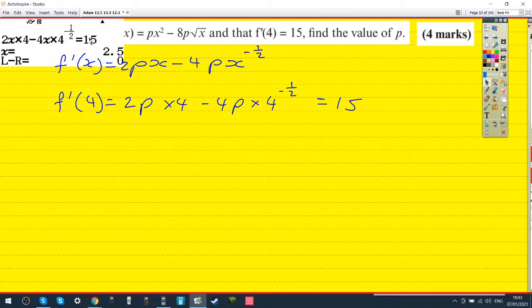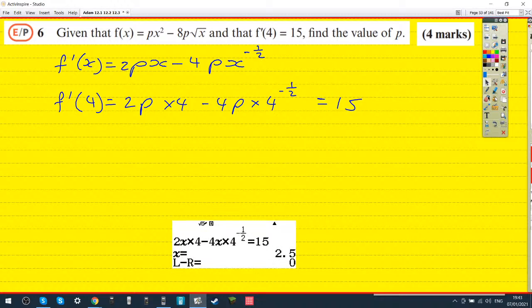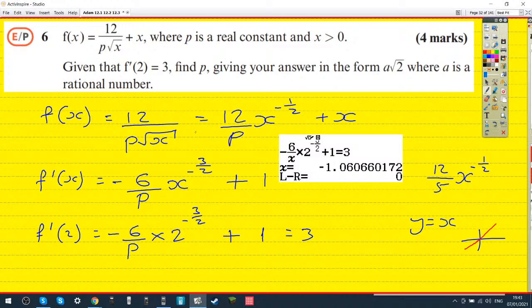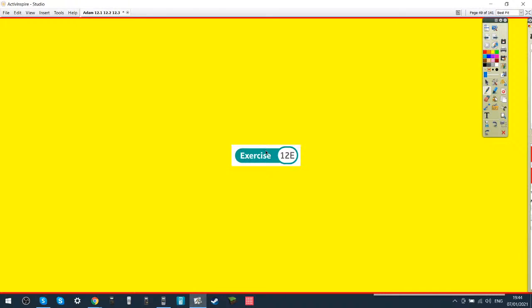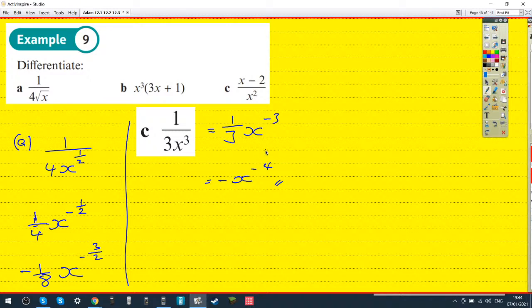And you could have done it manually. 4 to the power of minus a half. 4 to the power of a half is 2 because it's square root. To the minus half would be 1 over 2. 2p times 4 is 8p, and so on. Yeah. But there's only one solution, and so the calculator will take care of that. So let me know. Let's try question B. Okay.